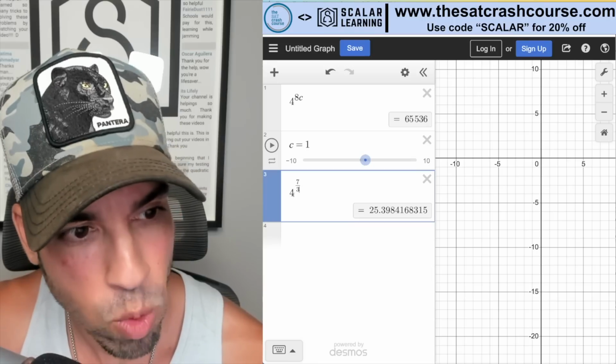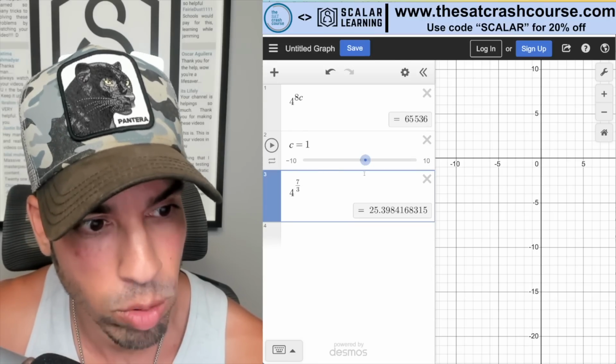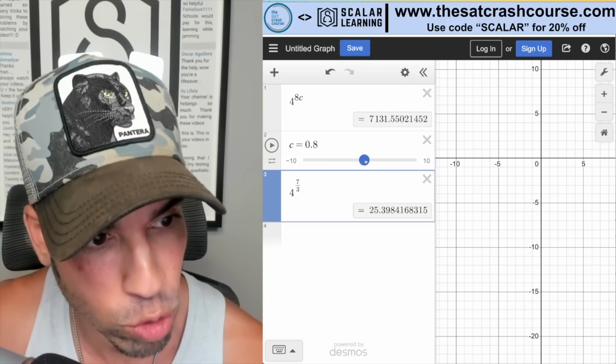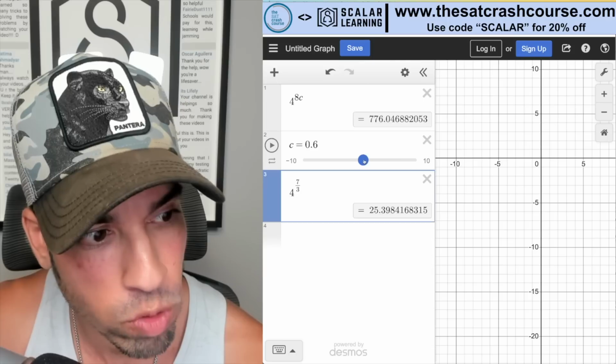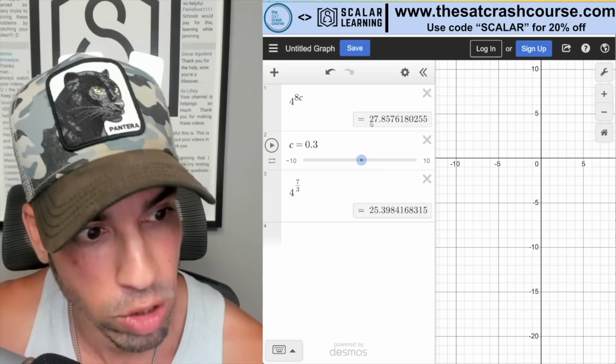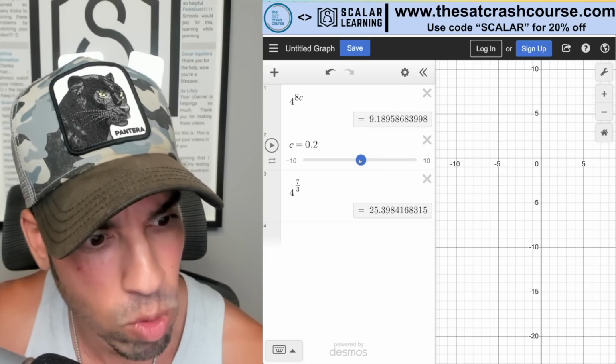So right here we have 4 to the 7/3, and right here we have 4 to the 8c, currently with c equaling 1. So you see they're very different. Now to try and get these to match up, which is what we're trying to do, you have to move this slider down like so, and notice, I'm getting pretty close at 0.3. But it's not exact, right? And then if I drop it a little bit more, now I'm past it.